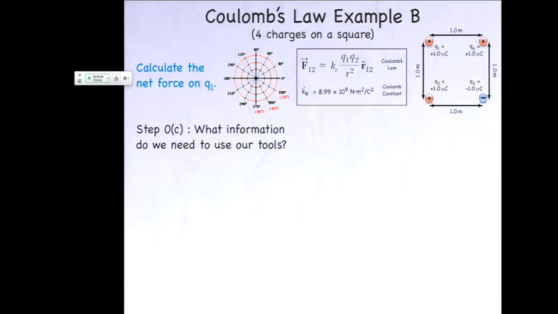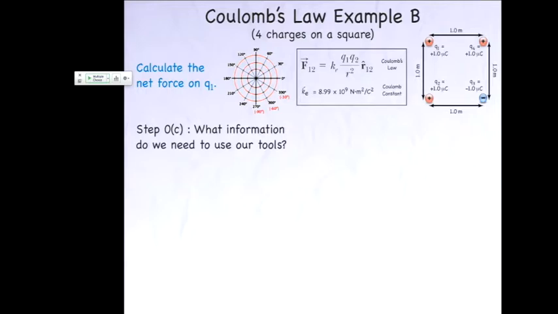It's worth it, when you're starting to get used to these problems, to take them one step at a time. Let's look at this. I know I want a force, so I need all this stuff. This is just a constant. I need to know the charges given, and I need to know the distances, the separation between the charges.